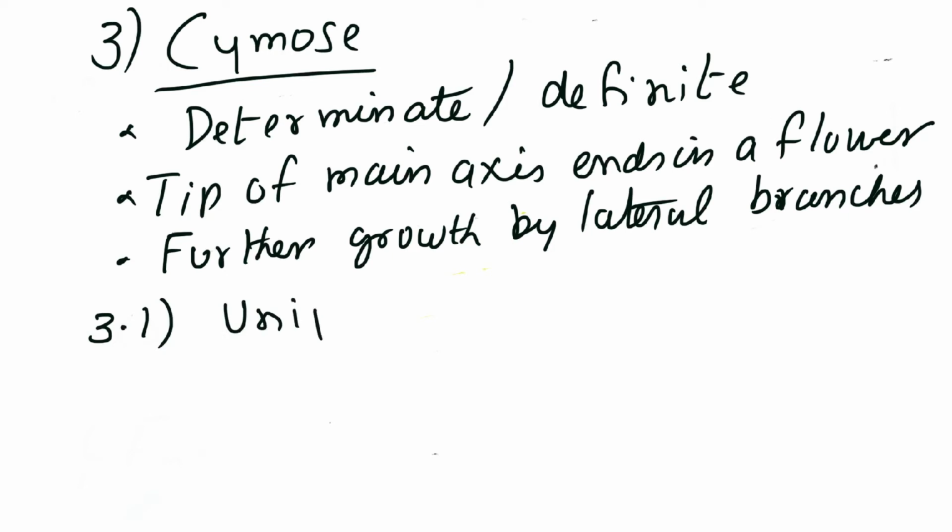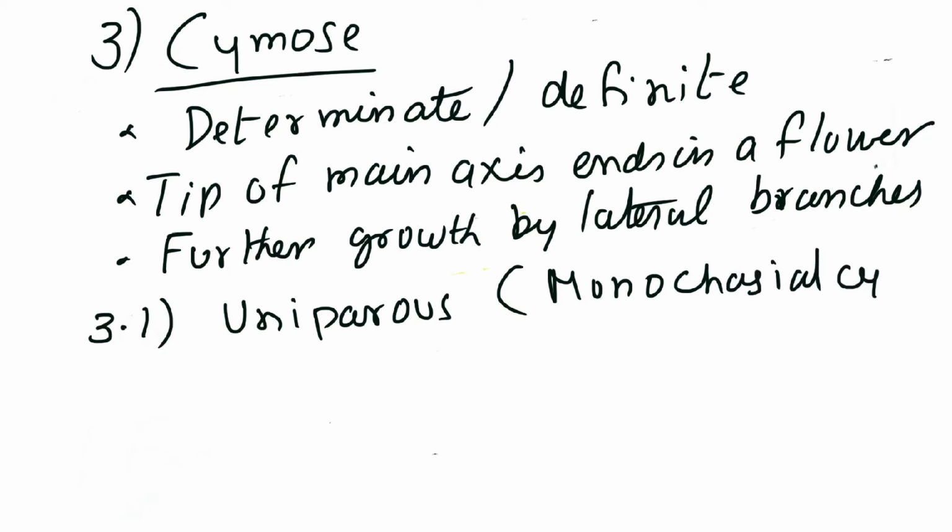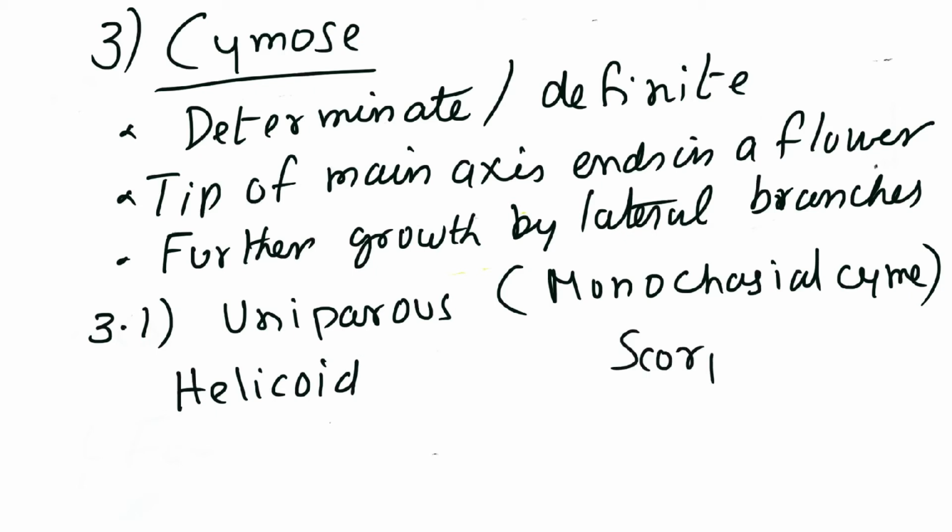Looking at the subdivisions under Cymose inflorescence, it's basically looking at how many branches are being formed. The subdivisions under Cymose inflorescence are based on how many branches are getting formed after the terminal flower develops. So the first division is uniparous or monochasial cyme. Interestingly, this type of inflorescence has two variations, that is helicoid and scorpioid.